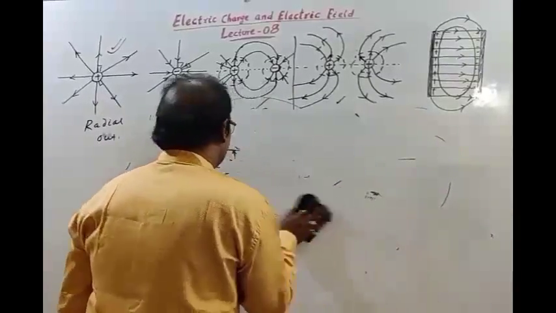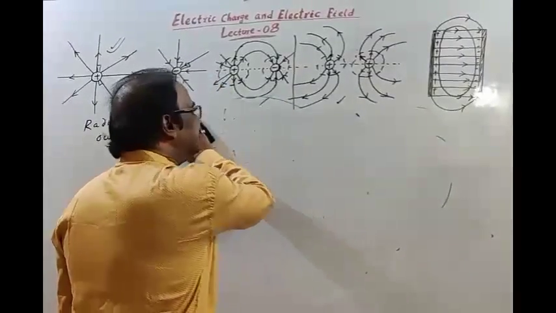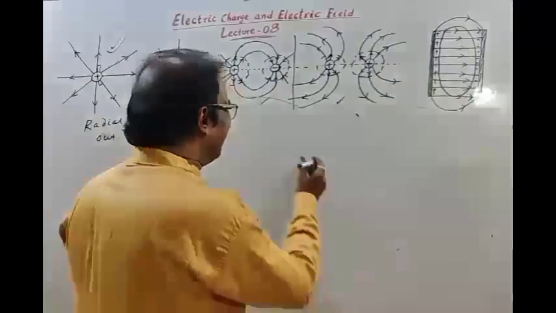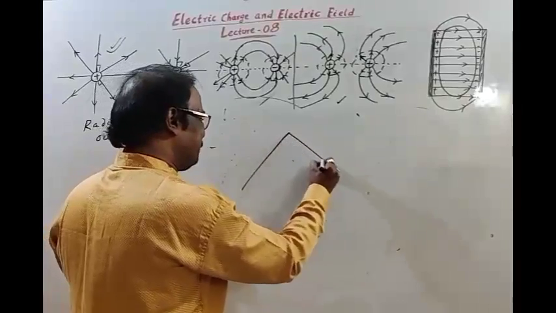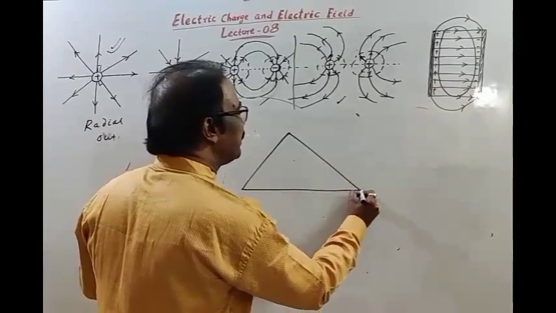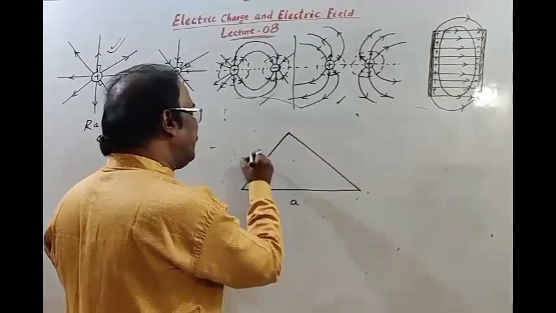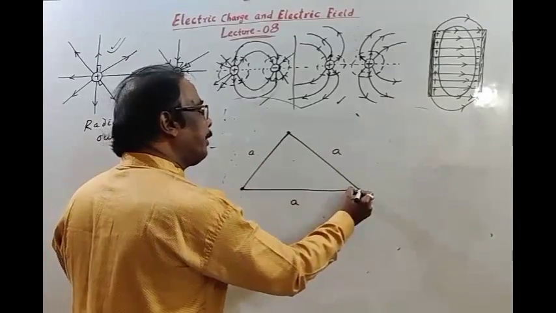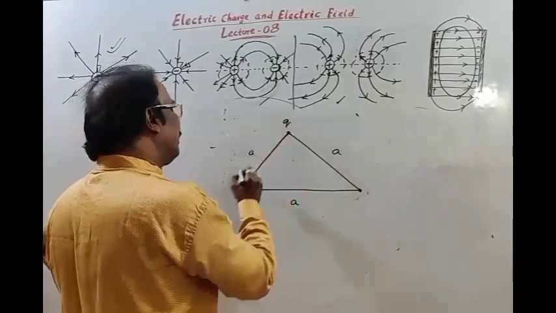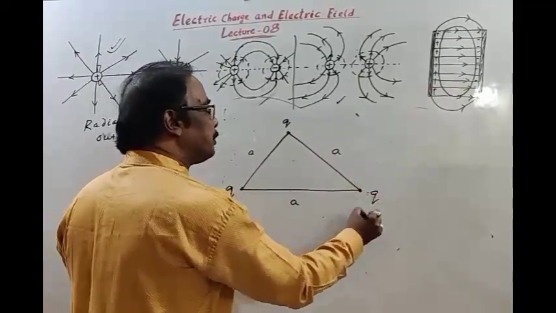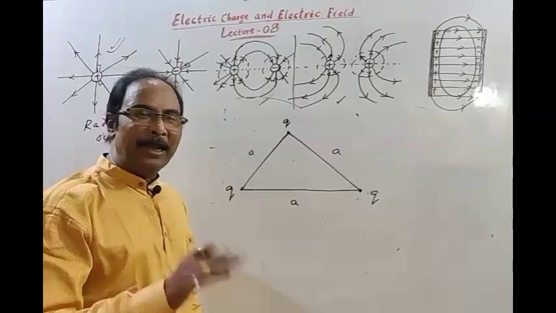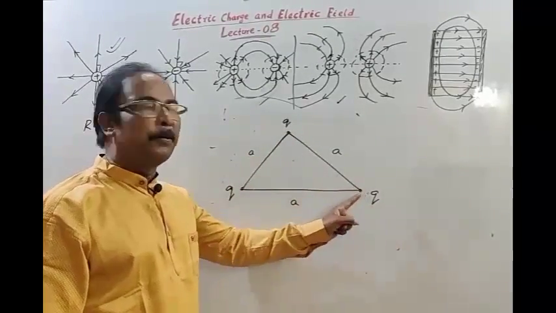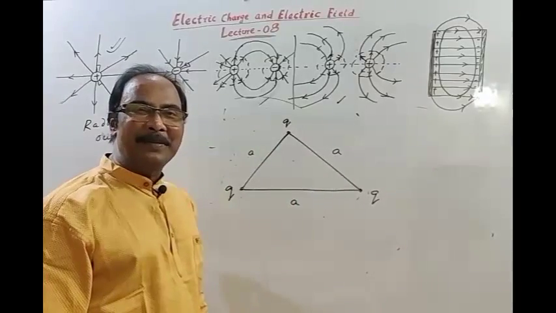Suppose these are previous questions from some competitive exams, very easy questions, old questions. Suppose this is an equilateral triangle of each side A. Just imagine, at the three vertices of the equilateral triangle, three equal charges are present. We have placed three equal positive charges at the vertices of an equilateral triangle of side A.